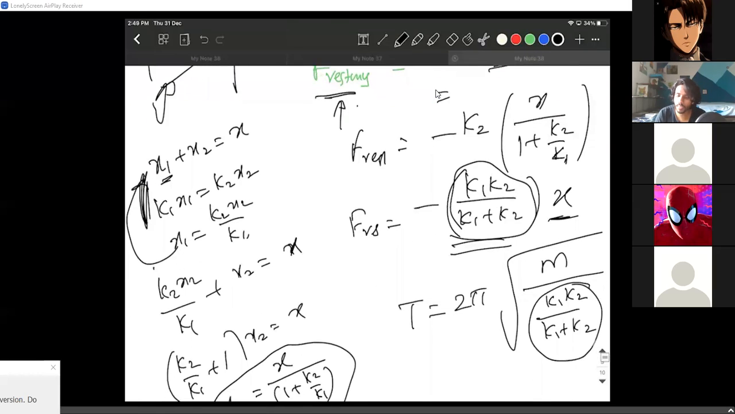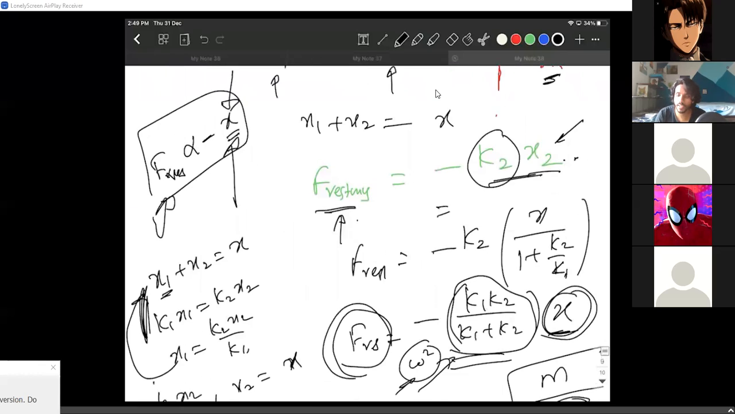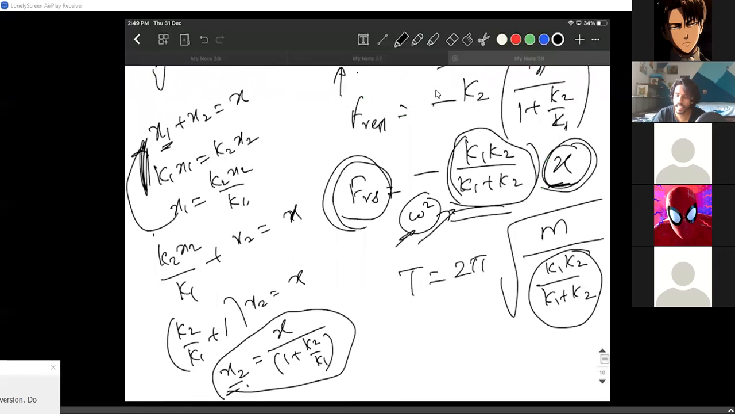But I now have the restoring force in terms of x. Then only can I consider this as omega square. I cannot consider this as omega square because there is no x2 here. Since there is x here, F is proportional to x. That is why I can consider this as omega square. That is what I'm trying to say.